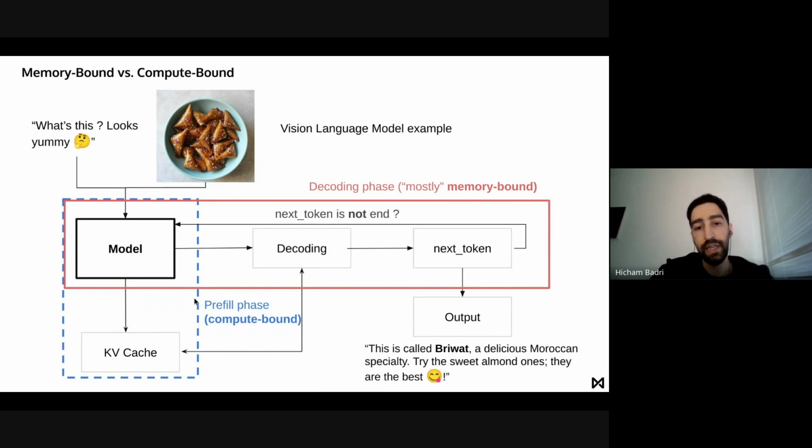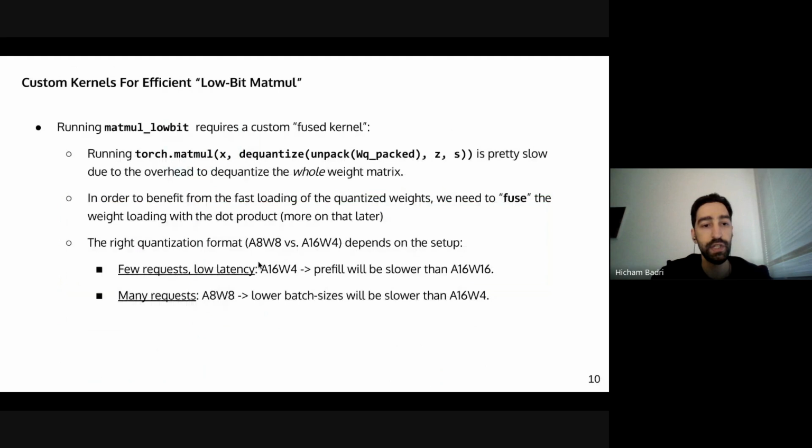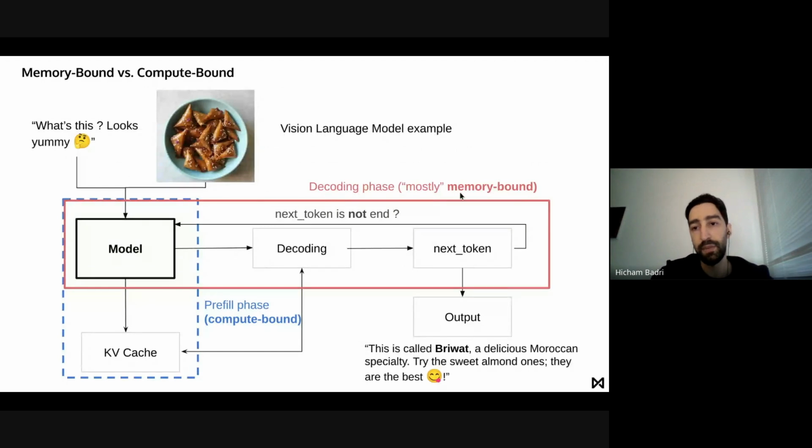However, in the decoding phase, let's say you have finished prefill. Now you have one single user and you're decoding one token at a time. This is going to be very fast if you're using 4-bit, for example, and it's going to be even faster if you're using 2-bit or 1-bit. This is mostly memory bound. I put "mostly" here because it depends on the byte size. So as I said, if you have few requests and you're concerned about low latency, this is going to be memory bound.